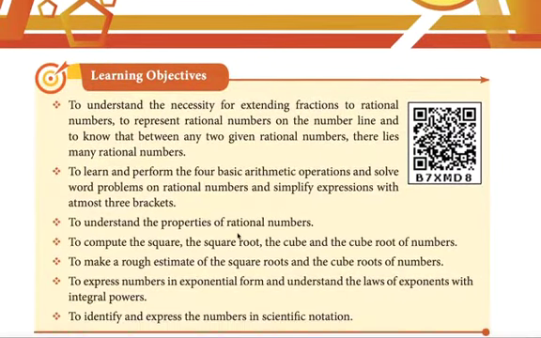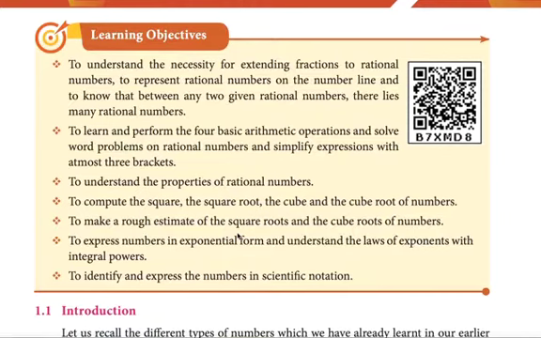Okay. What are the learning objectives here? To understand the necessity for extending fractions to rational numbers, to represent rational numbers on the number line, and to know that between any two given rational numbers there lie many rational numbers. Okay. To learn and perform the four basic arithmetic operations and solve word problems on rational numbers, and simplify expressions with at most three brackets.